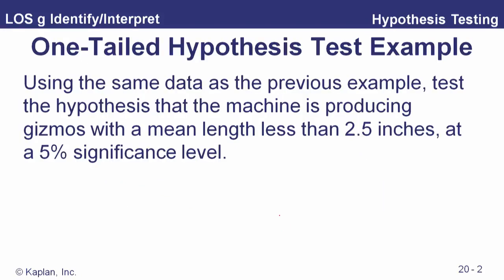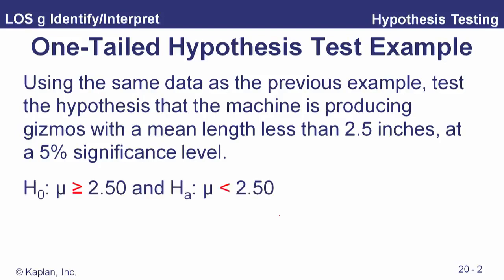So let's look now at a one-tailed test. We're going to use the same data as the previous example, and we're going to test the hypothesis that the machine is producing gizmos with a mean length less than 2.5 inches at a 5% significance level. So our null hypothesis now, remember, it has to include the equal sign. So its mean is greater than or equal to 2.5. And our alternative hypothesis is that the mean is less than 2.5.